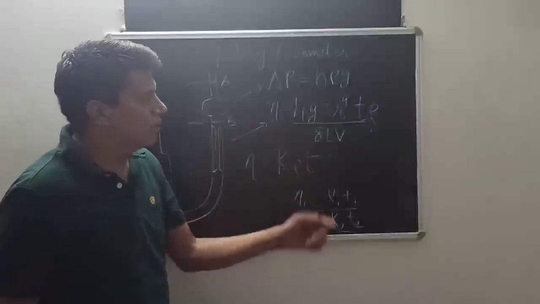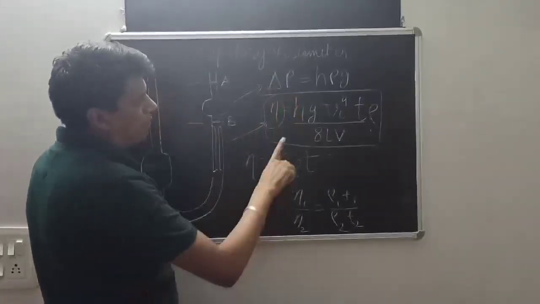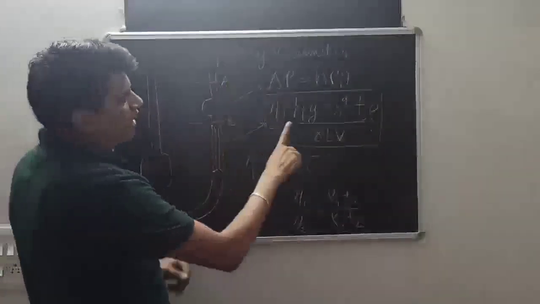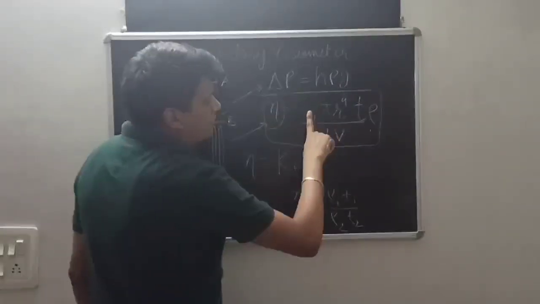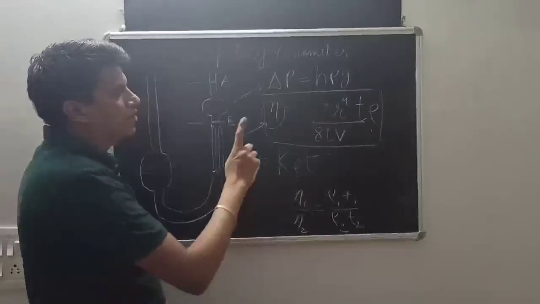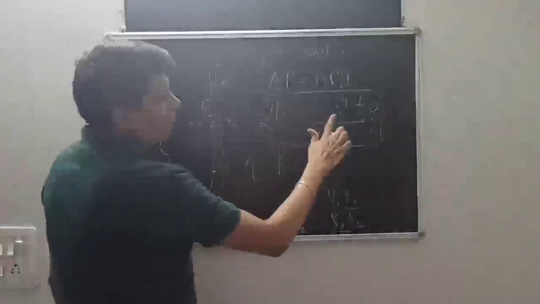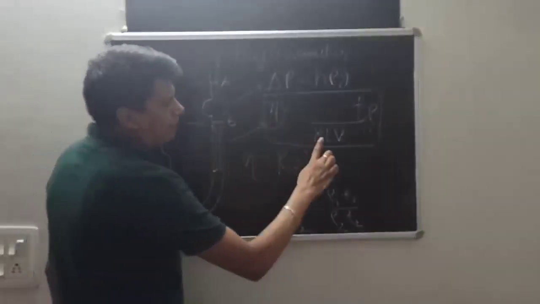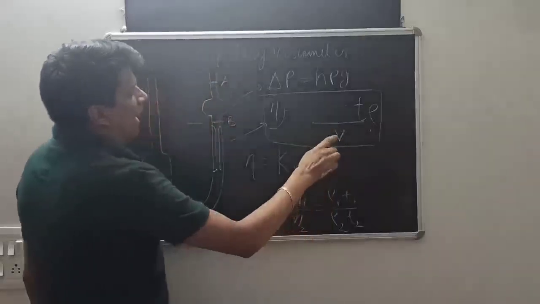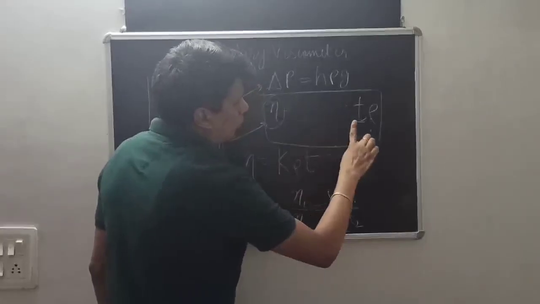Now we come back to the equation. If we see this equation, for the viscosity we have to determine, H is this height, which is constant throughout the experiment. G is acceleration due to gravity, which is constant. Pi is constant. R is the radius of the capillary, so this is also constant. L is the length of the capillary, it is constant. And V is the volume from A to point B, which is also constant.